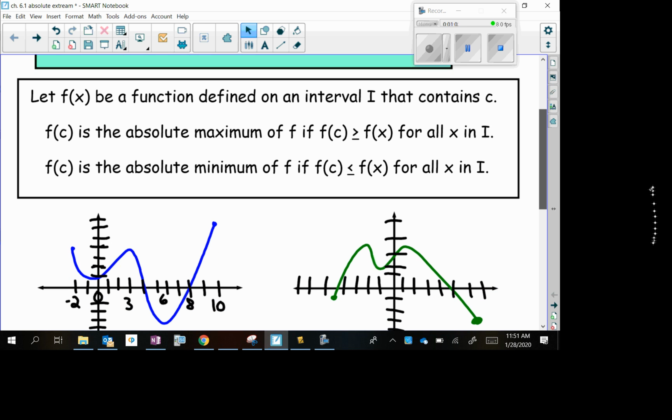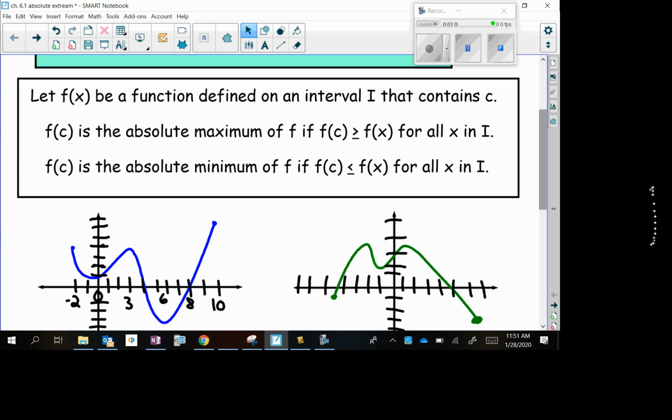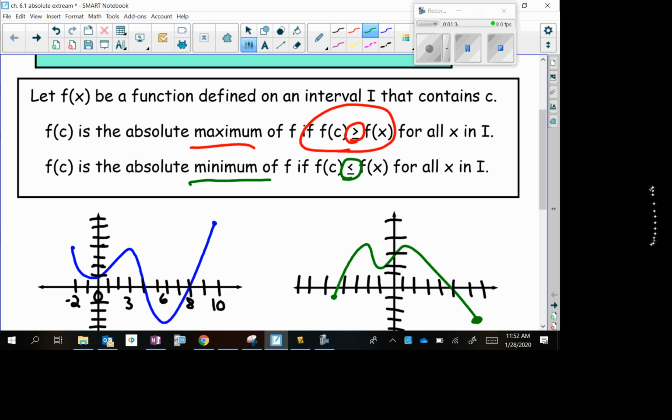This rule looks very much like the rule we looked at for relative mins and maxes, in that if a function is defined on an interval that contains some c, f of c is the absolute max if f of c is greater than f of x for all the other x's. And again, it's that greater than that makes it a max, and it is an absolute min if f of c is less than all the other function values for all the other x's. So that looks very similar to what we did with relative mins and maxes. The difference is you can see it on the graph.